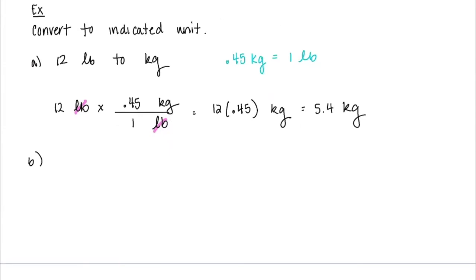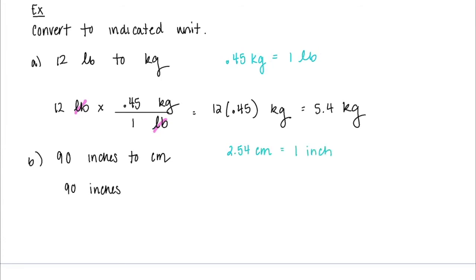If I do a second one, let's do 90 inches to centimeters. And our conversion is 2.54 centimeters is equal to 1 inch.